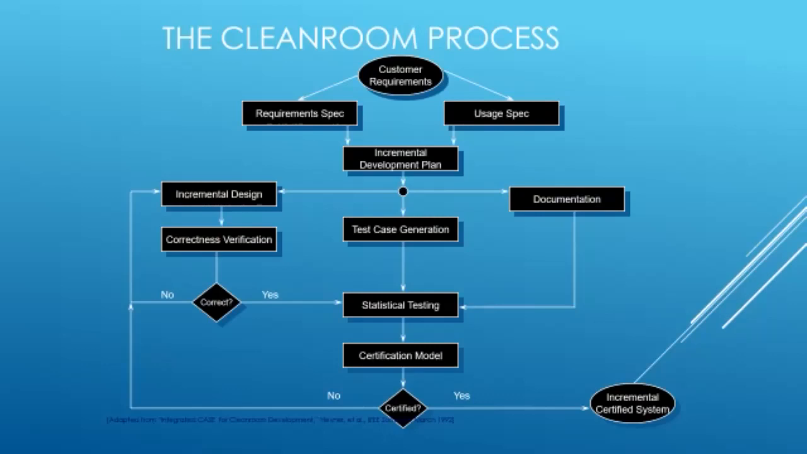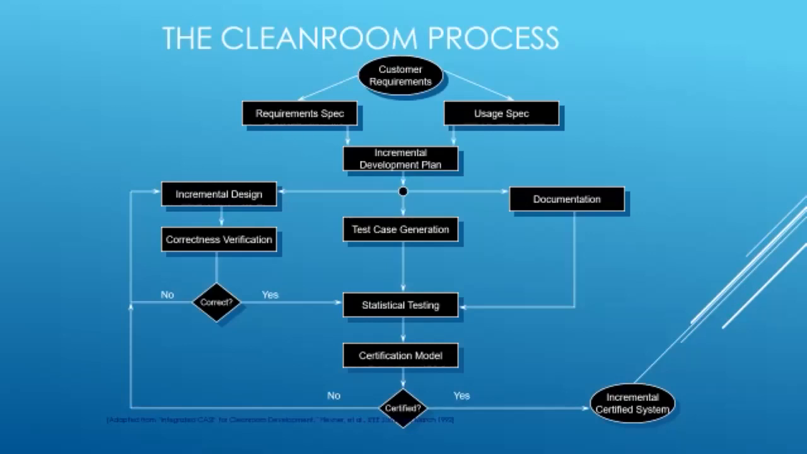In the design process, for correctness and verification, we are using the decision box. If correctness and verification are carried out, yes or no conditions apply. If yes, then go to the statistical testing. If no, then again go to the first step and the process will be carried out from first to last. That means incremental design.